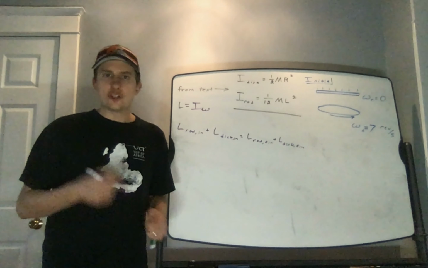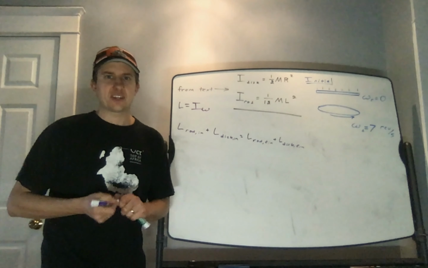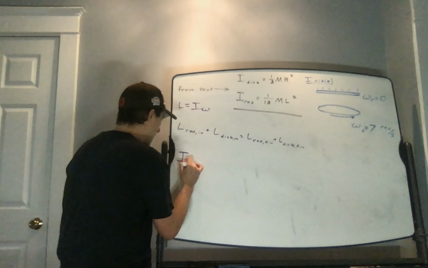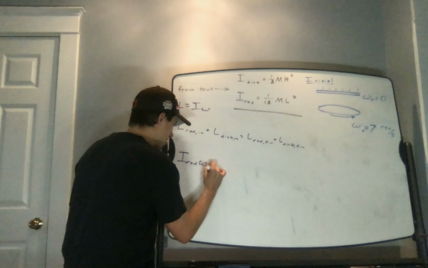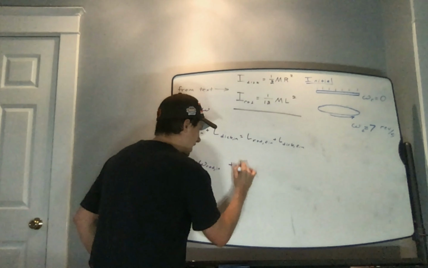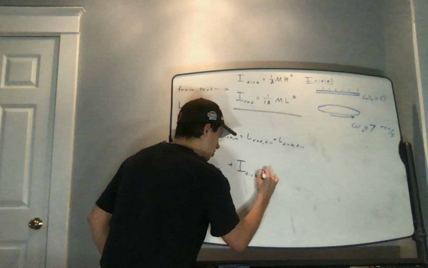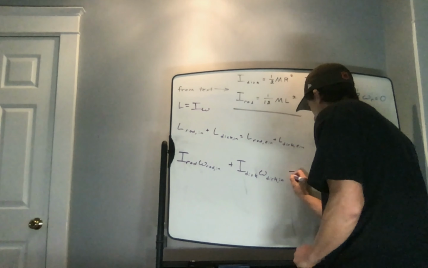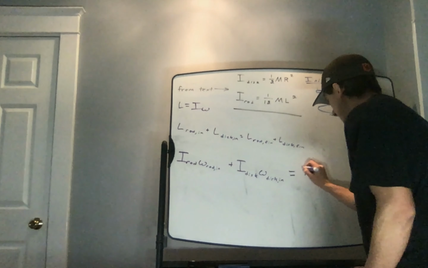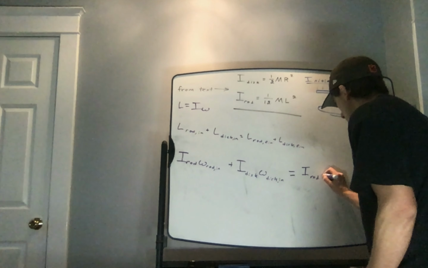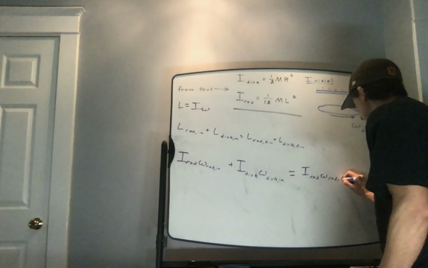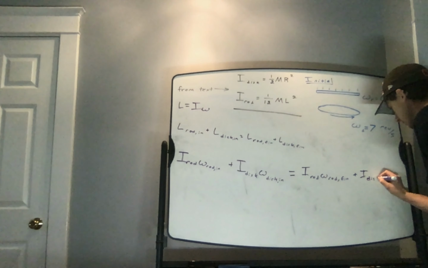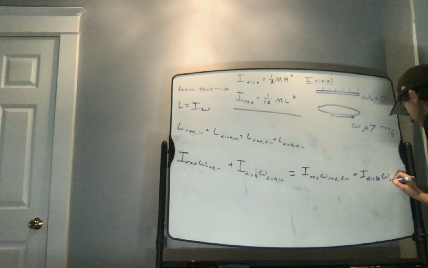Now we are going to write out each of the terms in the angular momentum of the disc and the rod. So I could write for the initial angular momentum, I rod times omega rod initial plus I disc omega disc initial, and then the final angular momentum of the disc and the rod will be I rod omega rod final plus I disc omega disc final.